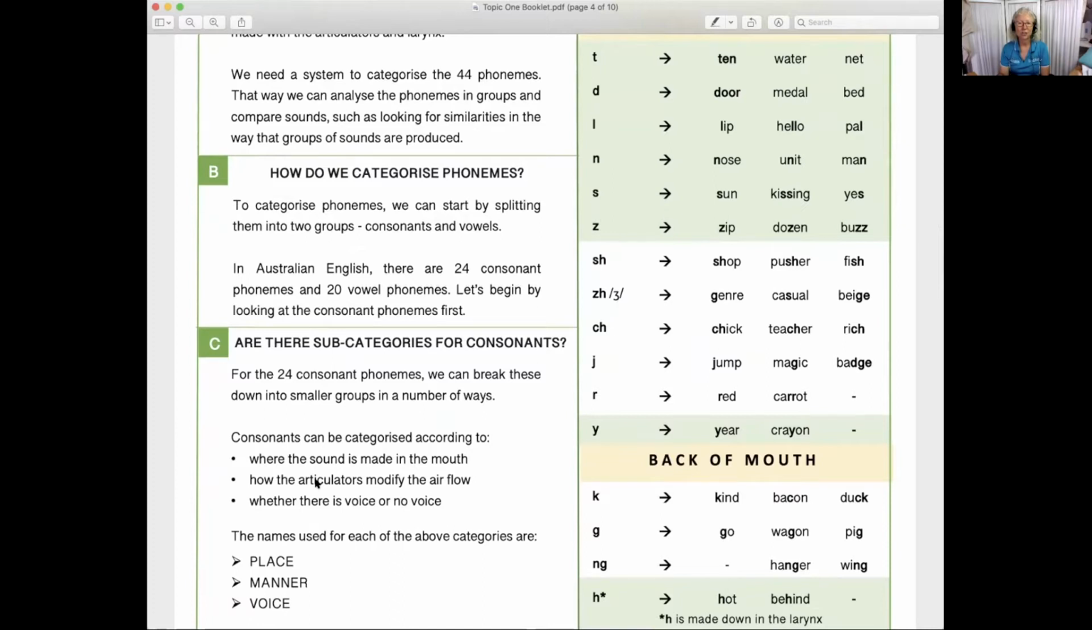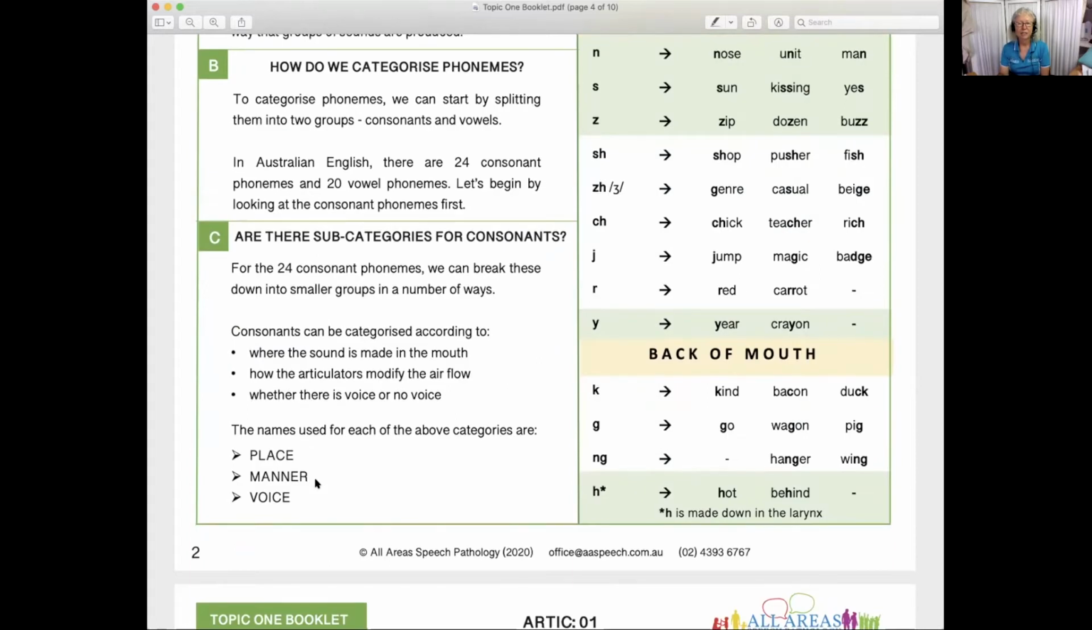Let's have a look at section B. How do we categorise phonemes? To categorise phonemes, we can start by splitting them into two groups, consonants and vowels. Well, we've done that one. That's pretty easy. But what about subcategories for consonants? Consonants can be categorised according to where the sound is made in the mouth, how the articulators modify the airflow, and whether there is voice or no voice. So to say that another way, we can categorise our consonants using the words place, manner, and voice.